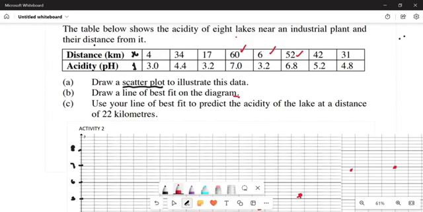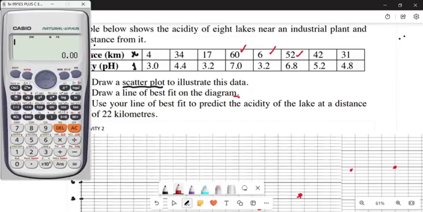And then if we go to our calculator, we go to stats mode, and then we press 2. Okay? The reason why we want to press 2 is because we want to have X and Y. So we say we have 4 equals, 34 equals, 17 equals, 60 equals, 6 equals, 52 equals, 42 equals, 31 equals, I put everything.